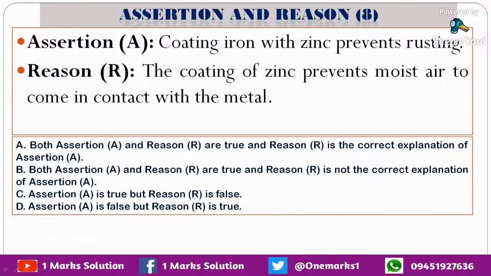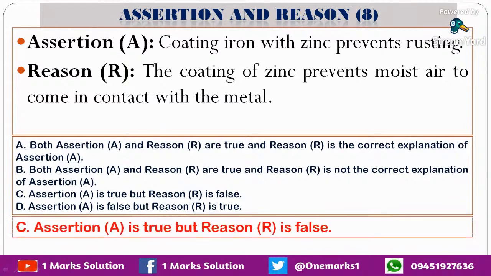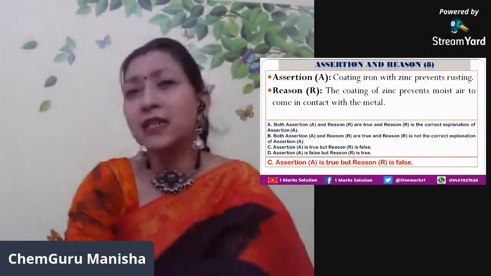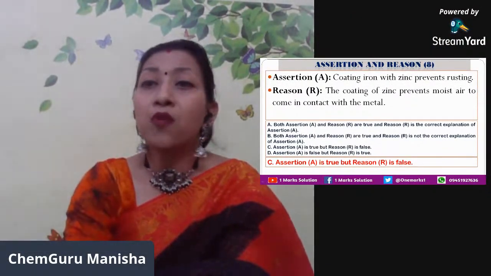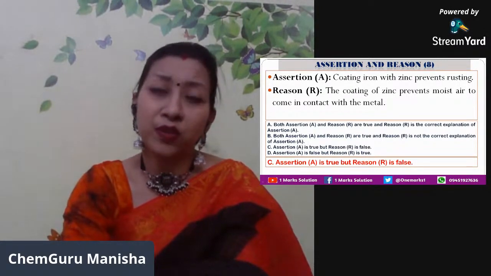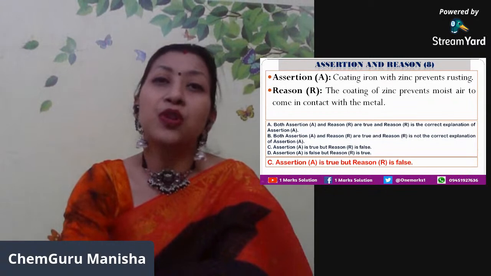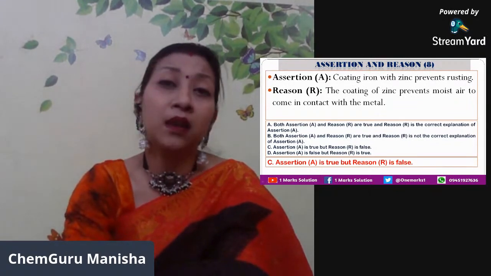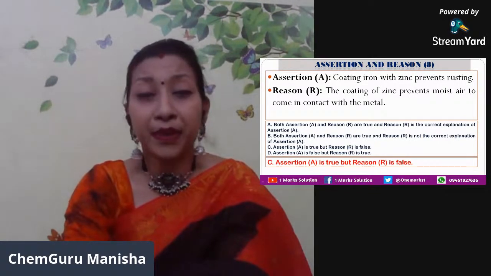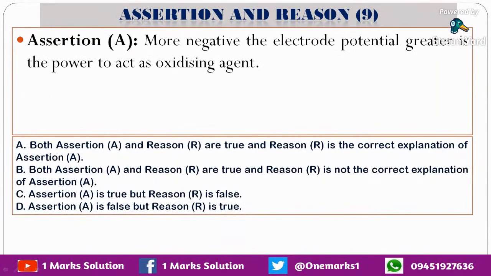Next assertion that we have is: coating iron with zinc prevents rusting, because when you coat iron with zinc, which we call galvanization, it prevents rusting. Definitely the coating of zinc prevents moist air from coming in contact with the metal, and I think the assertion is true but the reason is false, because it will not protect it from moist air as such, but definitely it's a prolonged protection. Corrosion or rusting does not happen only with moist air. It requires moist air in the presence of oxygen as well. So it's humidity or water in the presence of oxygen which makes any metal undergo corrosion.